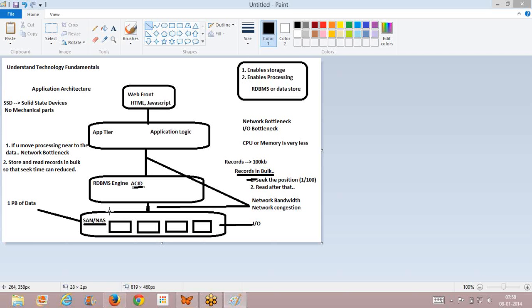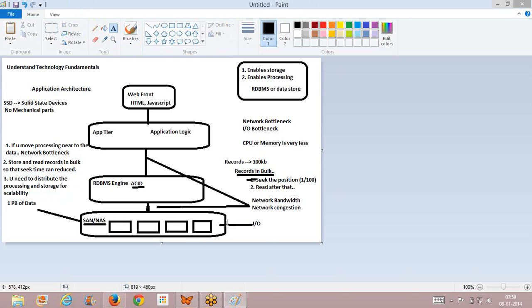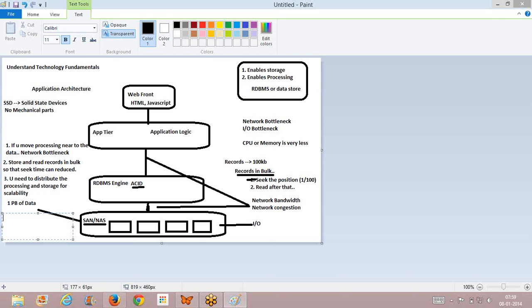So what you want to do is split the data storage and processing so it is much faster. The third fundamental is that you need to distribute the processing and storage for scalability. You can distribute the storage; SAN and NAS are also somewhat distributed storage. But the problem is that it does not enforce data local processing. Second, it is a shared disk architecture where the disk is shared between all the processes. You can scale all the processing logic, but the disk is still common. So shared disk architecture has a problem. Avoid shared disk and go to a shared nothing architecture.